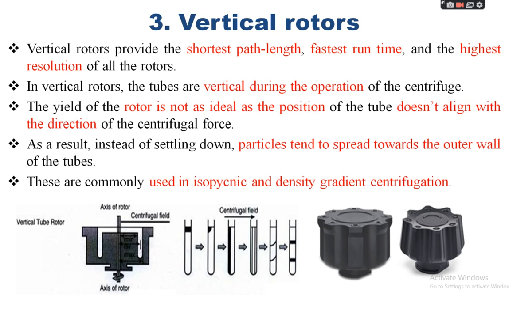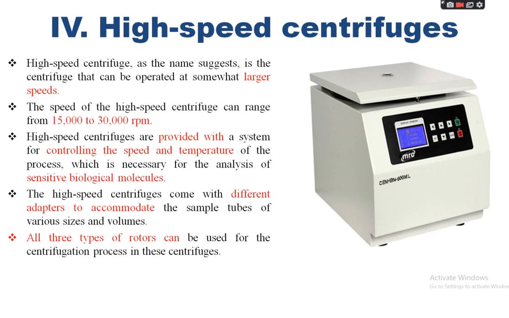The yield of the rotor is not as high, as the position of the tubes does not align with the direction of the centrifugal force. As a result, instead of settling down, particles tend to spread towards the outer wall of the tubes, so residual particles are attached to the outer wall of the tubes. These are commonly used in isopycnic and density gradient centrifugation. Vertical rotor is mainly used in density gradient centrifugation technology.